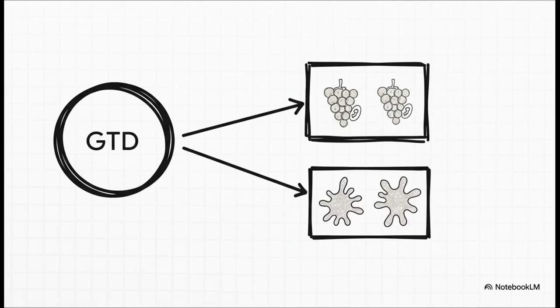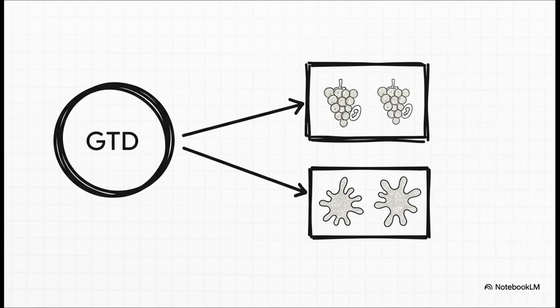Now, it's really important to know that GTD isn't just one thing. It's more of a spectrum, and it's split into two main groups. You've got the premalignant types, which are way more common, and that's what we're mostly going to focus on, complete and partial molar pregnancies. Then you have the much rarer malignant forms.